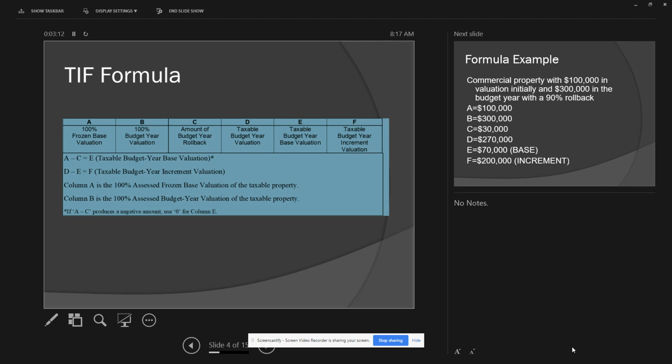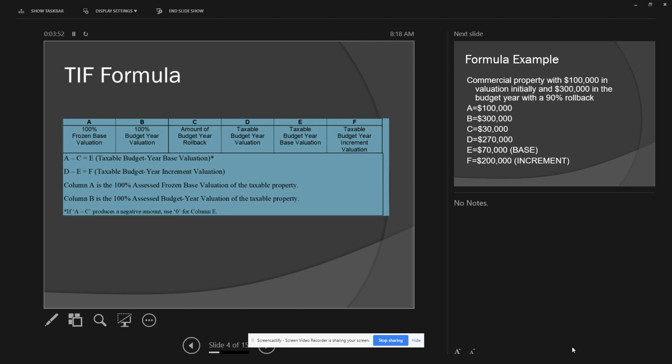D is the taxable value in the budget year. So applying that rollback to that 100% budget, what is the taxable value this year? And then E and F: E is our calculated base district valuation, and F is our calculated increment district valuation. So F is really the number that's used for that TIF revenue, right? E is what the base district gets, so what everyone's going to get to tax against. F is the value that's used by the increment to generate TIF revenue.